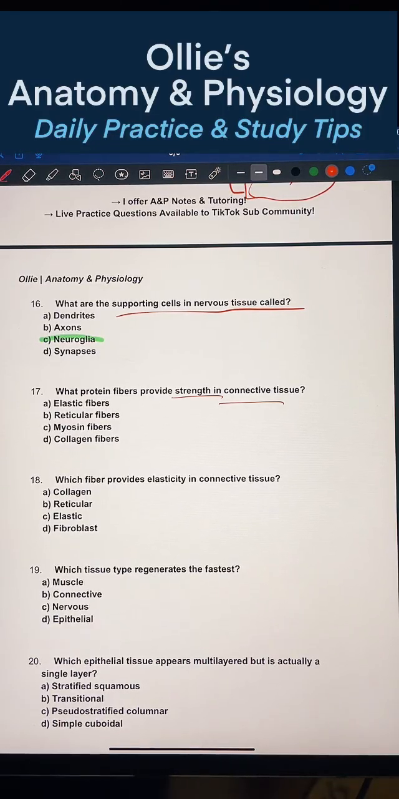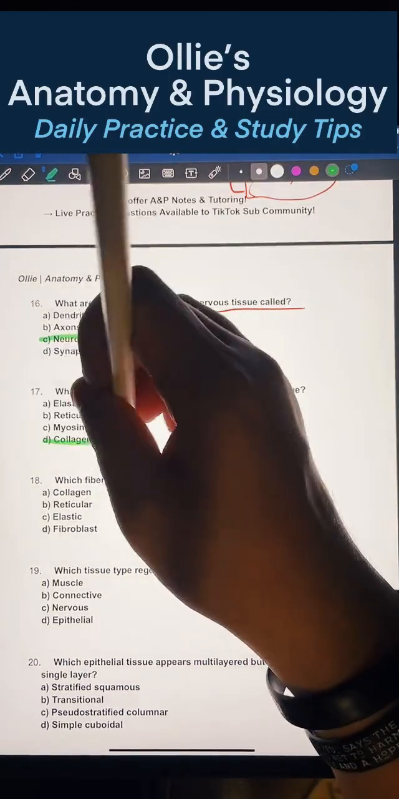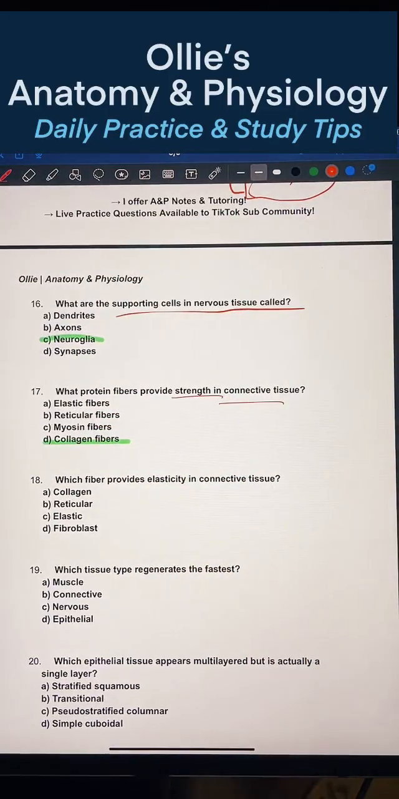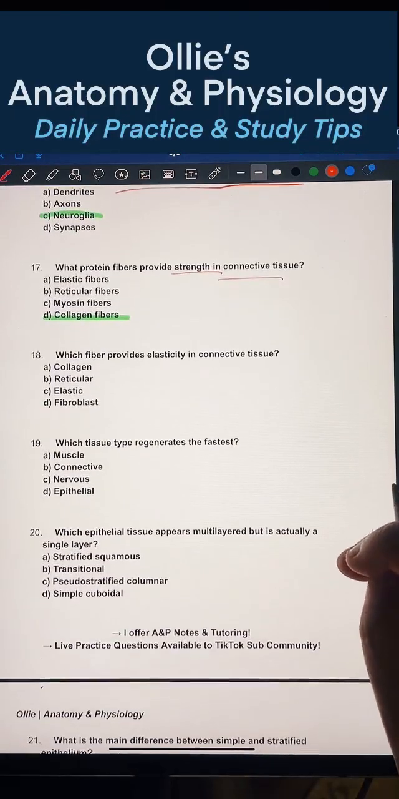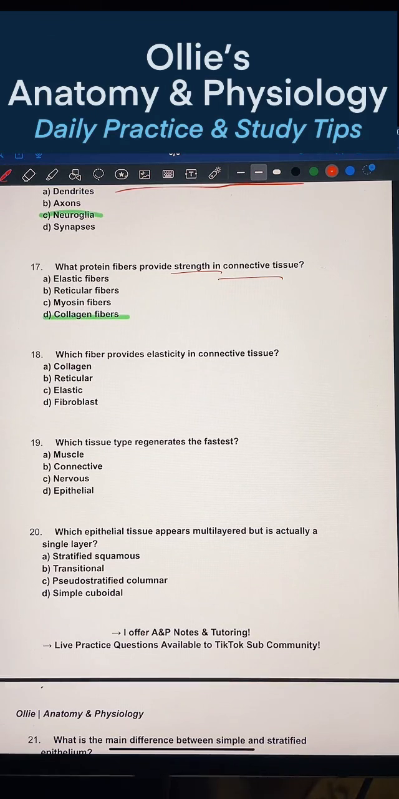Number 17. The answer is D. It is collagen fibers. The collagen is strong. It's going to be there for resisting tension. Number 18. Which fiber provides elasticity in connective tissue? A, B, C, or D?